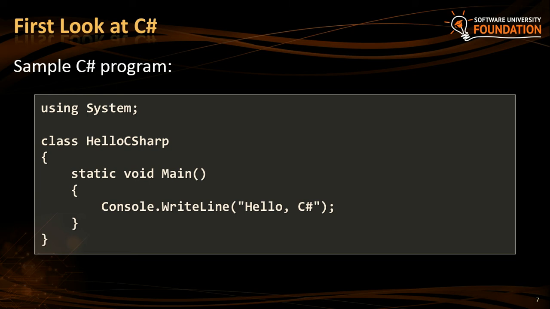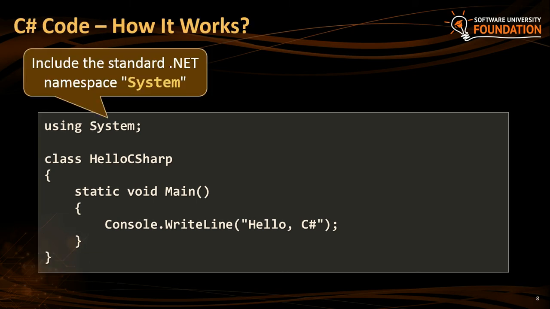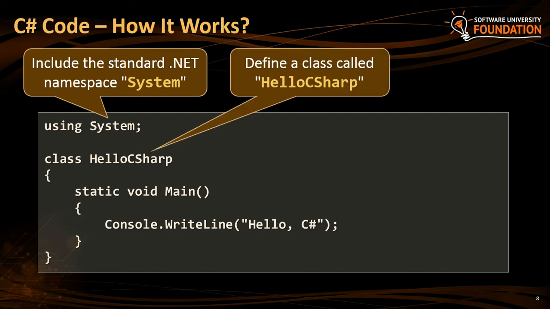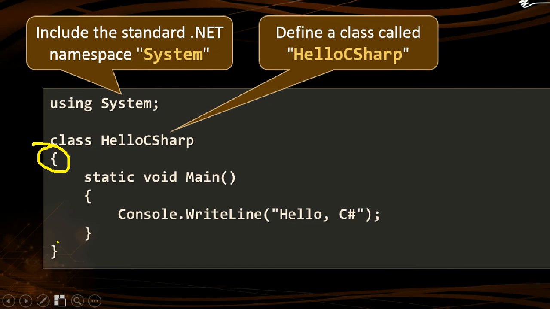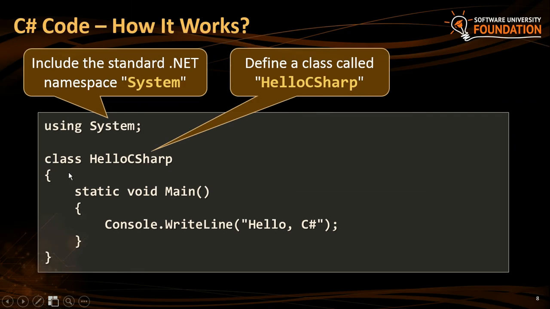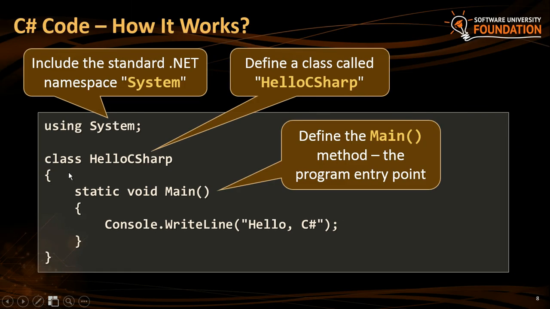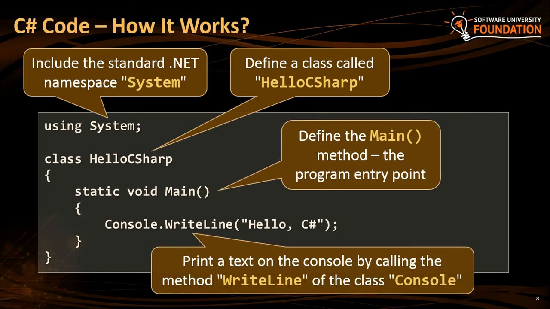Later, I define a class. Include the namespace System or library. There is a difference, but assume it's something similar. Define a class. Class, space, the name of the class, curly brackets, opening and closing. Define a Main method, static void Main, and some comments in it.